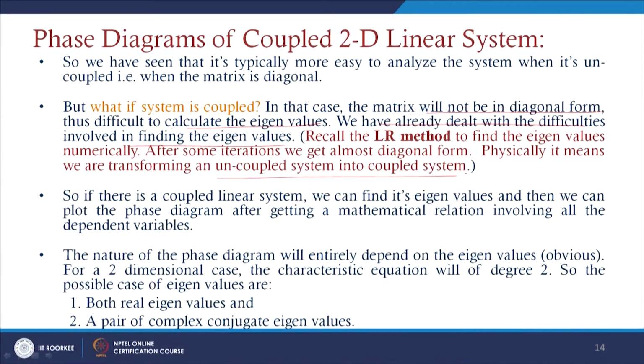So, if there is a coupled linear system, we can find its eigenvalues and then we can plot the phase diagram after getting a mathematical relation between them. And the nature of the phase diagram will be entirely dependent on the eigenvalues. Obviously, in the 2 dimensional case, this characteristic equation will be of degree 2, and so the possible eigenvalues are either both real or a pair of complex eigenvalues.